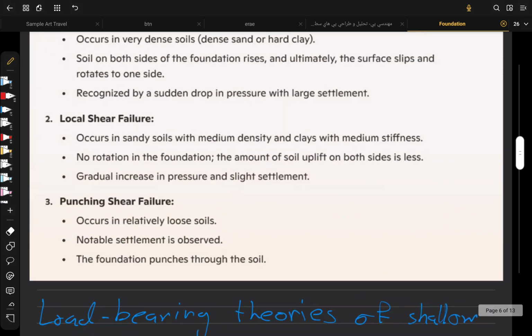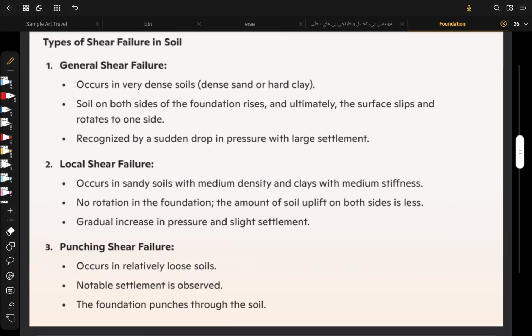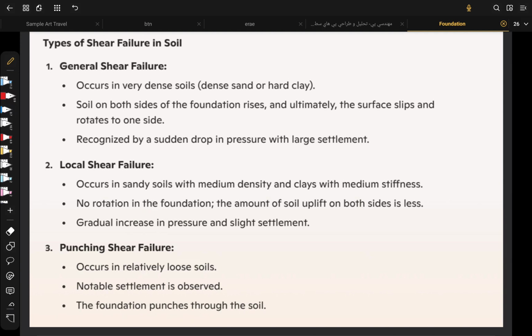Okay, let's go and see what we have. Types of shear failure in soil. We have general shear failure that we told you about. It's in the details here. We have local shear failure, which occurs in sandy soils with medium density and clay with medium stiffness. It's important to know what kind of failure happens in each kind of soil. There is no rotation in the foundation, the amount of soil uplift on both sides is less. That's the kind of failure that happens. There is a gradual increase in pressure and a slight settlement.